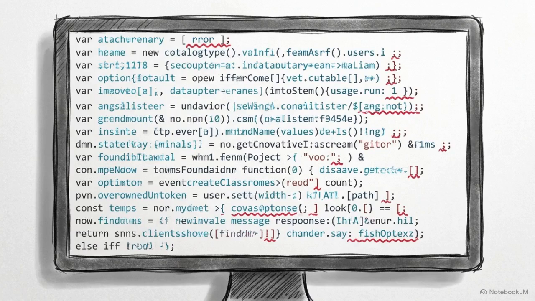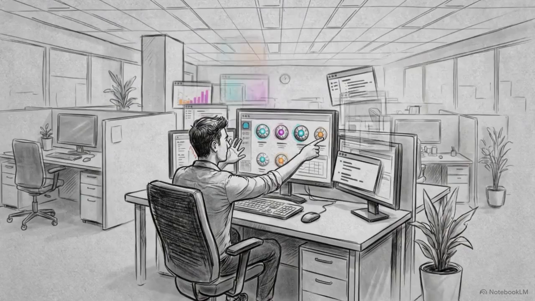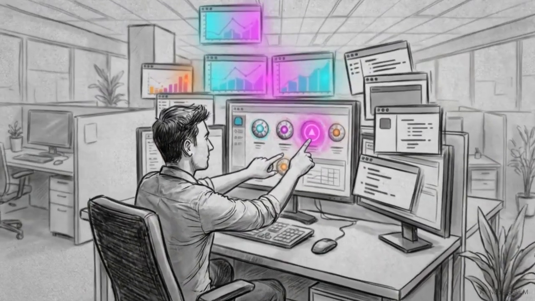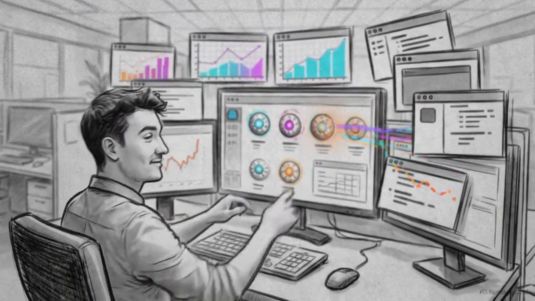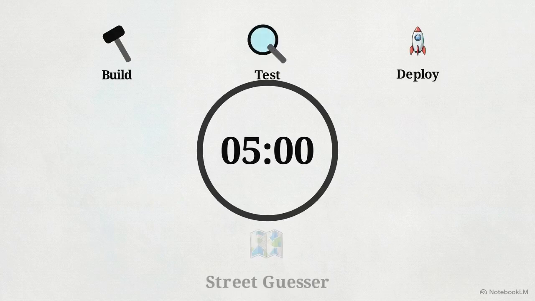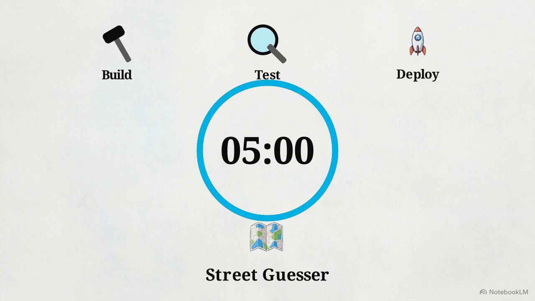Vibe coding represents a shift in how we build software. Instead of focusing on syntax and semicolons, the developer's role is now about directing and managing AI agents that handle the heavy lifting. To see what this looks like in practice, we're going to build, test, and deploy a live, full-stack game called Street Guesser in under 5 minutes.